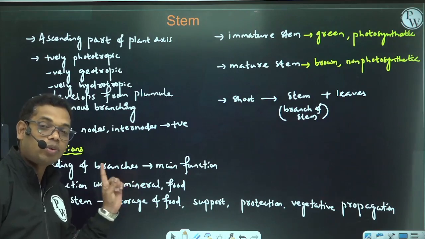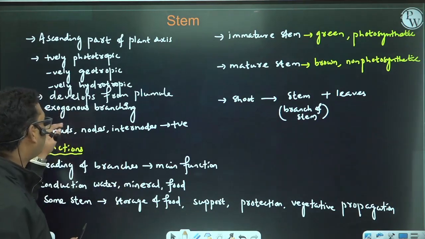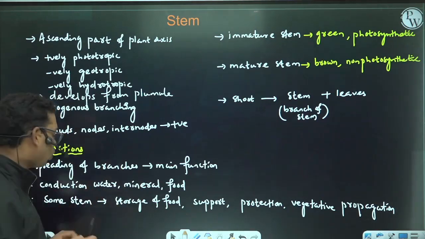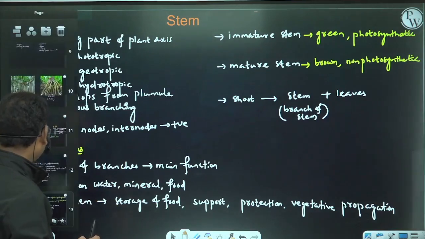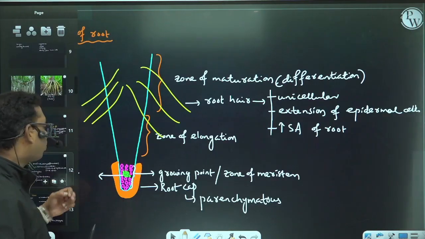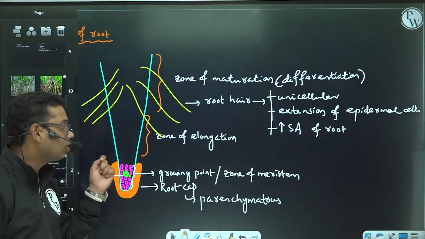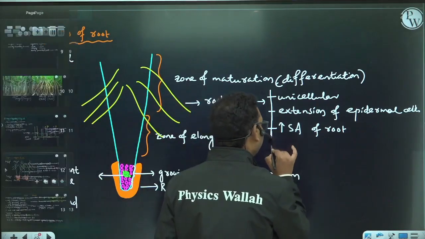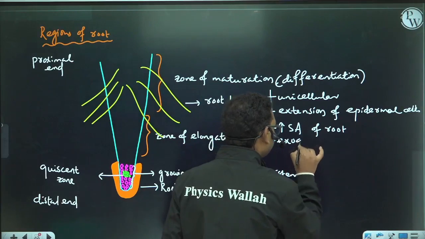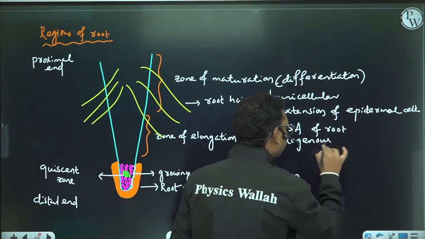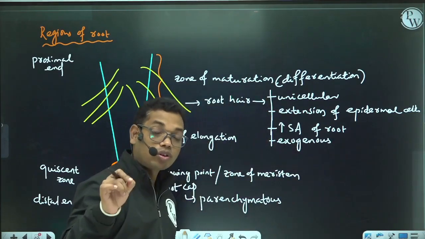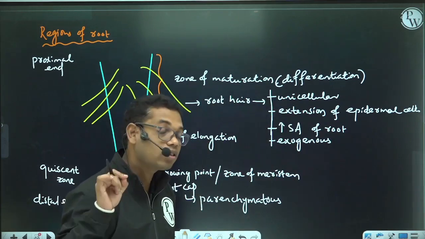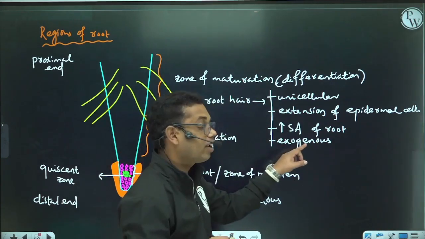In case of root, the branching is endogenous, whereas in case of stem, the branching is exogenous. And let me tell you one more point here, very important. No doubt the lateral branches of the root are endogenous, but the root hairs are exogenous. This is very, very important. Lateral roots are endogenous, whereas the root hairs are exogenous.